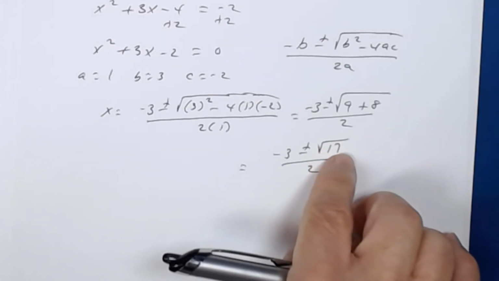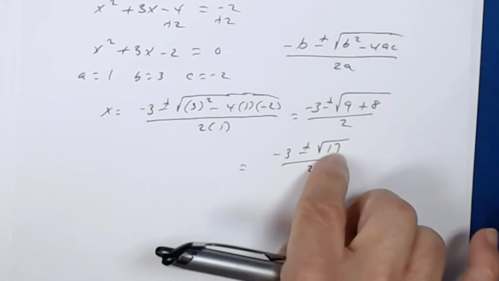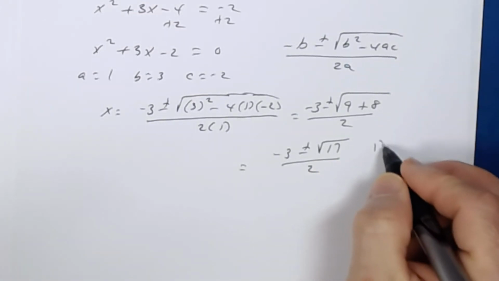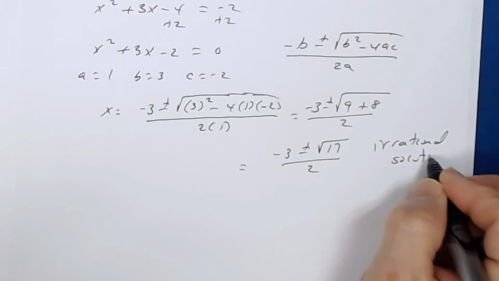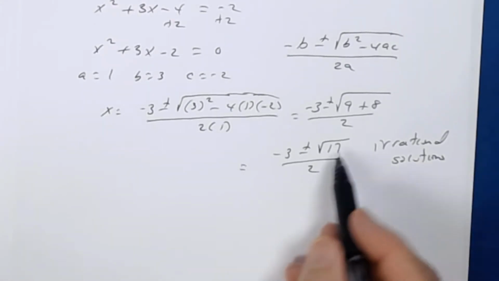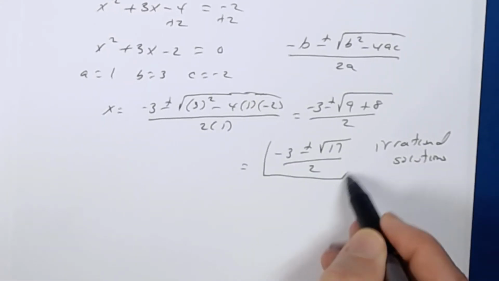Because the square root of 17 is not a perfect square. I have a square root here. So those are irrational solutions I'm going to get. Irrational solutions. So, and you can't simplify that, so there's your answer.